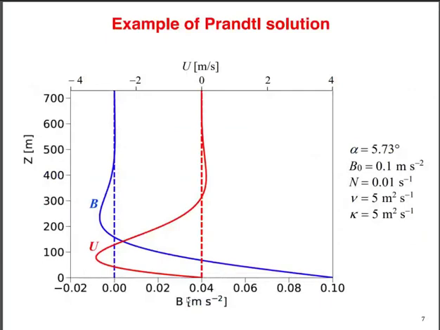And here's an example of what that Prandtl solution looks like. So I've chosen some values that are qualitatively what you might expect for an anabatic flow case. And in this case, the slope angle is about 5.73 degrees. Here's your surface buoyancy, B naught, typical value of your Brunt-Väisälä frequency, and then 5 meters squared per second for both nu and kappa. Now, if you recall the analytical solution for u and b, they're in the form of exponentials times sines or cosines. So the way I like to think of it is this thing, you go up, it's wiggling and dies and wiggles and we see that here in the plot.